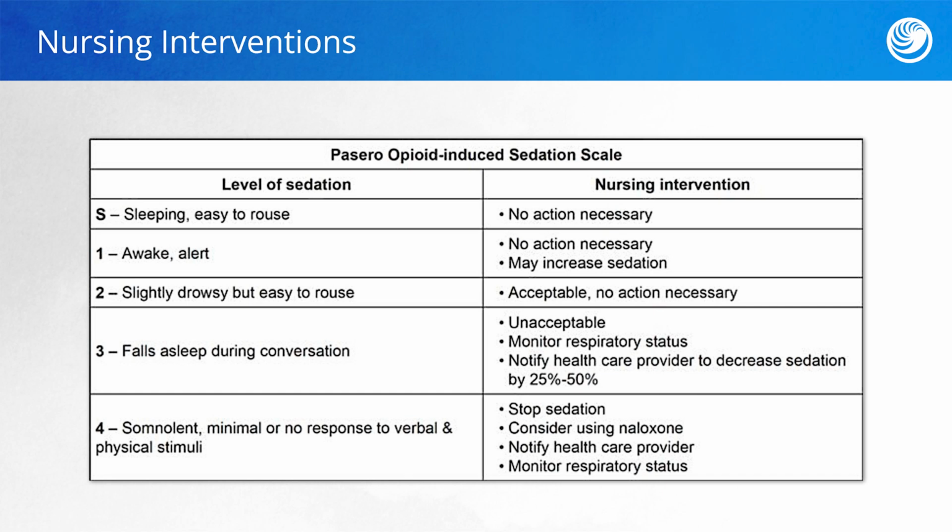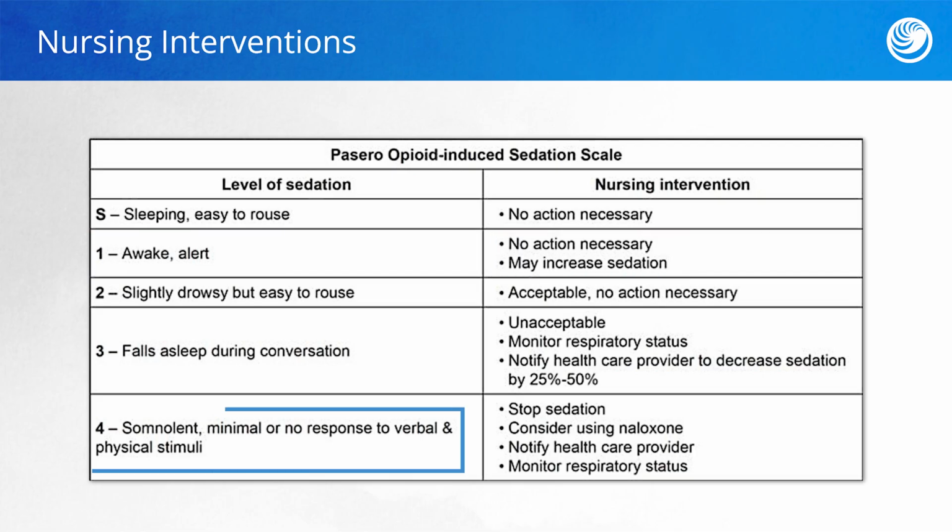Our last slide takes a closer look at the POSS. This scale gives us an idea of how drowsy or sedated a client may be while taking opioid medications and expected nursing interventions based on the client's presentation. For example, a number of 1 means the client is awake and alert, which requires no necessary action by the nurse, and the nurse may even consider additional pain management if it has been prescribed by the healthcare provider.